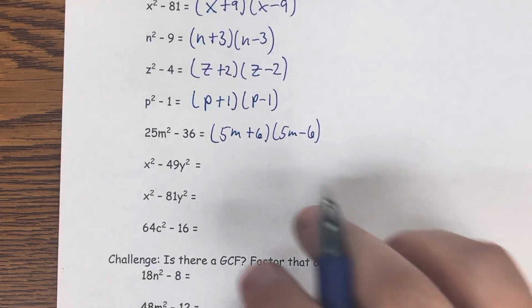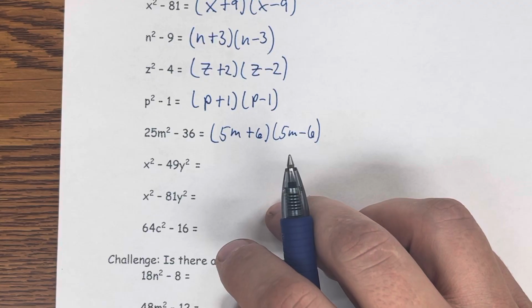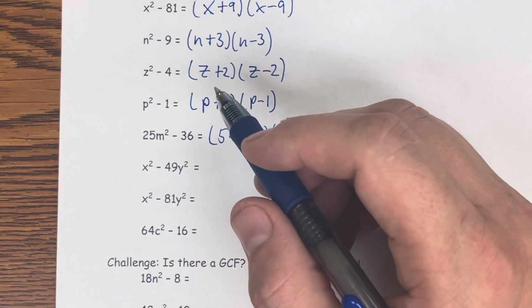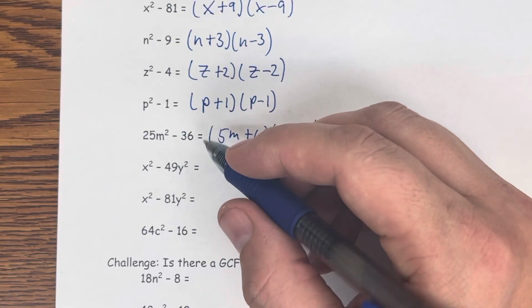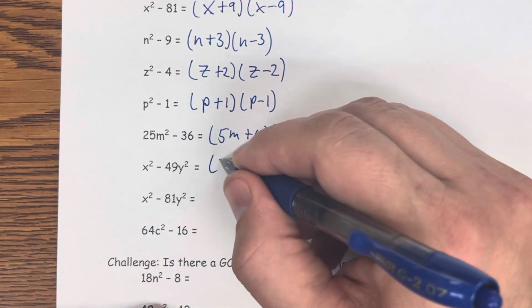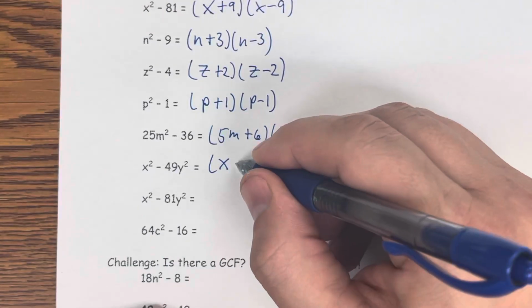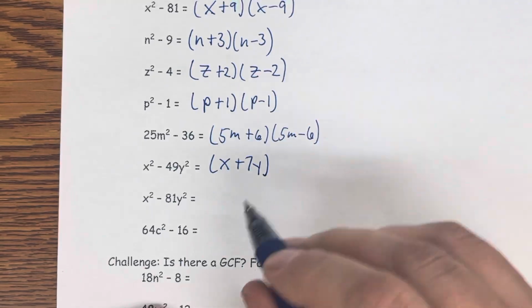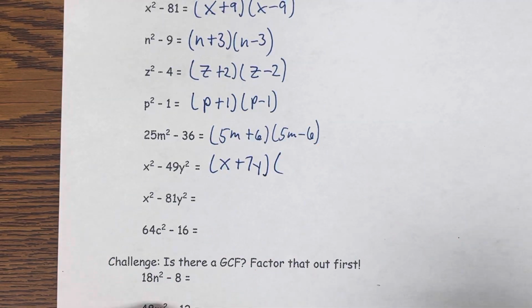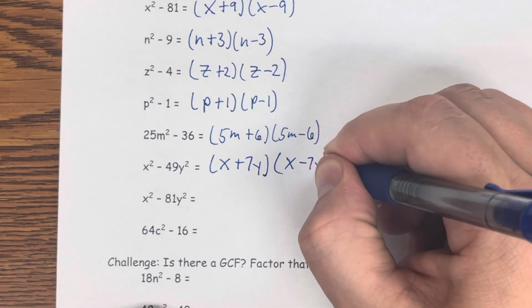On our next one, the perfect squares that we're going to be working with, we're looking at an x squared and a 49y squared. So as I take the square root of these, the square root of x squared is x. The square root of 49 is 7, so I have a plus 7y. And then we'll take the square root for the second term. We'd have x minus 7y.